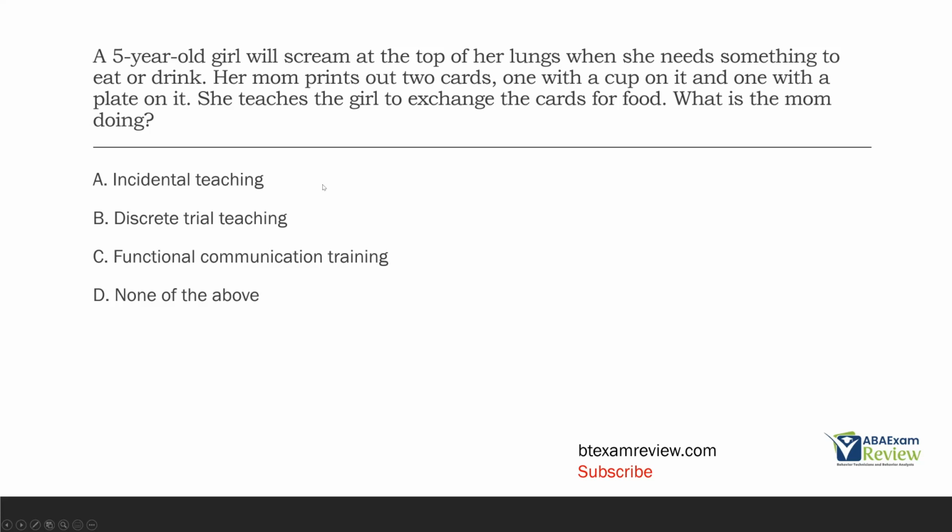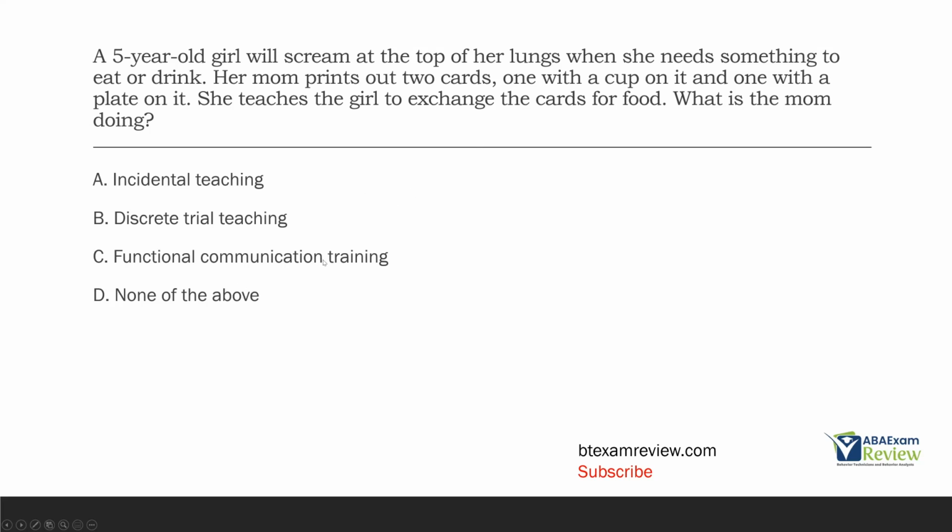A, incidental teaching. Incidental teaching is just naturalistic teaching. We don't really know, though. We're not sure how she's teaching the girl. We just know she's teaching the girl to exchange cards for food. We don't know if she's doing it naturally or if B, she's using a contrived discrete trial training method. It's unclear, okay? There's no information indicating either one. What we don't want to do on the exam is add information that isn't there.